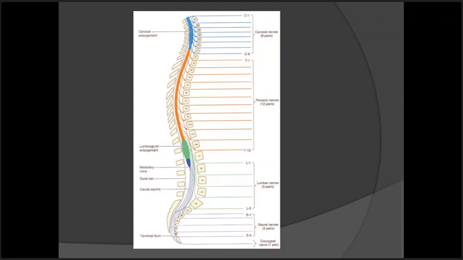filum terminale. Filum terminale is a fibrous extension of the conus medullaris. Conus medullaris is the caudal part of the spinal cord. Filum terminates attached to the coccyx. As you see in this diagram, the spinal cord is enlarged in the cervical area and in the lumbar area, because these areas of the spinal cord supply the upper limb and the lower limb.